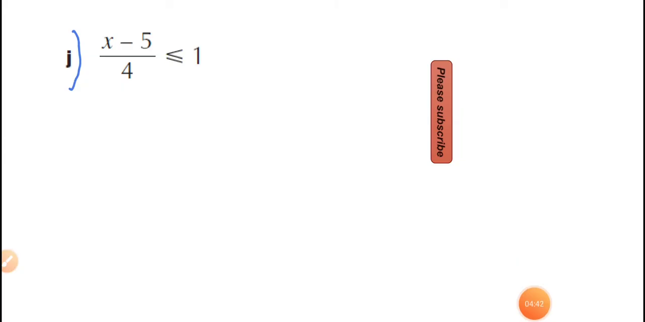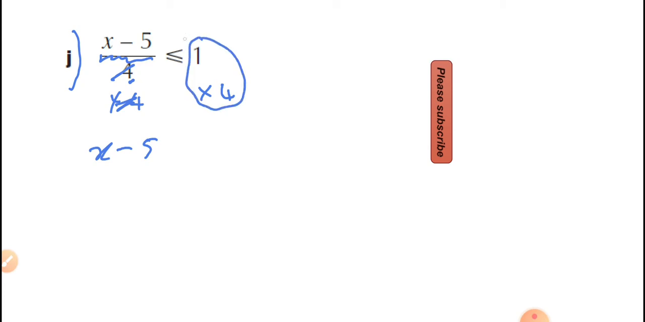So for question J, to get the x on its own, I have to get rid of this divide by 4 first. So to do that, I have to multiply both sides by 4. So the divide 4 and the times 4 cancels out, and that leaves me on the left hand side just x minus 5. We don't need the fraction anymore because it's not dividing by anything. On the right hand side, well, 1 times 4 is just 4, and then just copy the sign down.